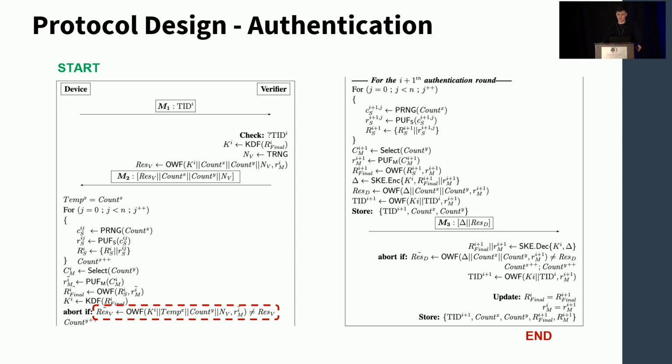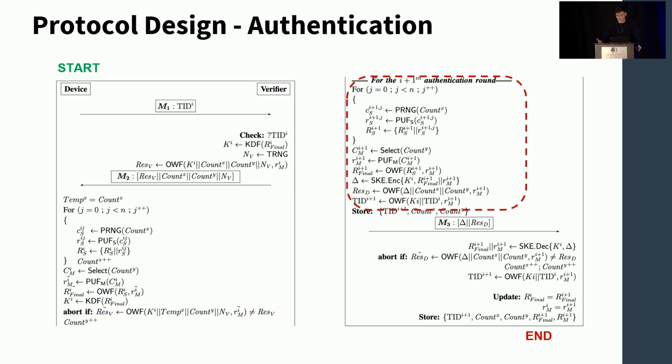It compares the verification value that it was sent. If they don't match, authentication is aborted. If they do match, the device has authenticated the verifier. The device then runs this PUF function again to prepare for the next round of authentication, such that the new rolling keys can be generated.